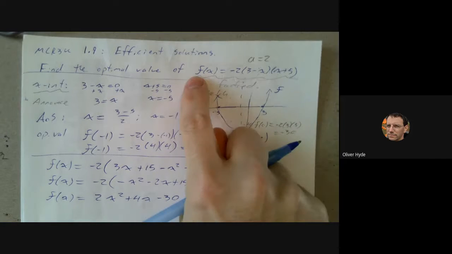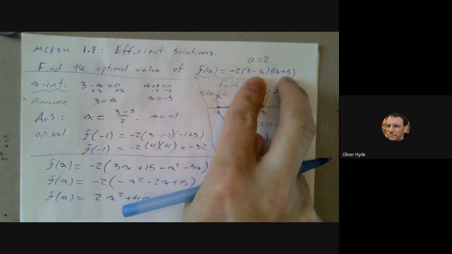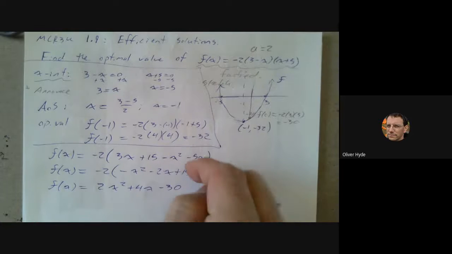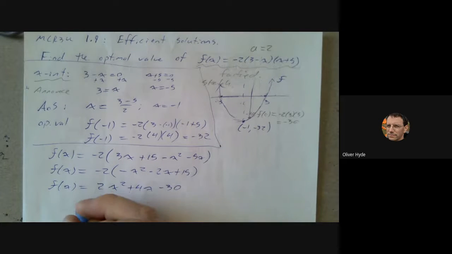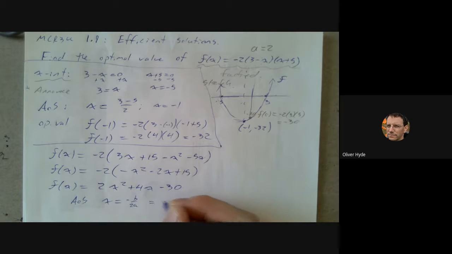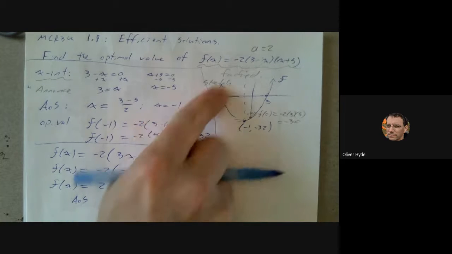Okay, so back on task. I was given a function that was in factored form, and I said, yeah, I like the vertex shortcut. I like the formula. So I have to take maybe 1, 2, 3 lines to expand it. Then I get that the axis of symmetry is given by the formula -b over 2a, which is -4 over 2 times 2, which is -4 over 4, which is -1. While I kind of had that faster.